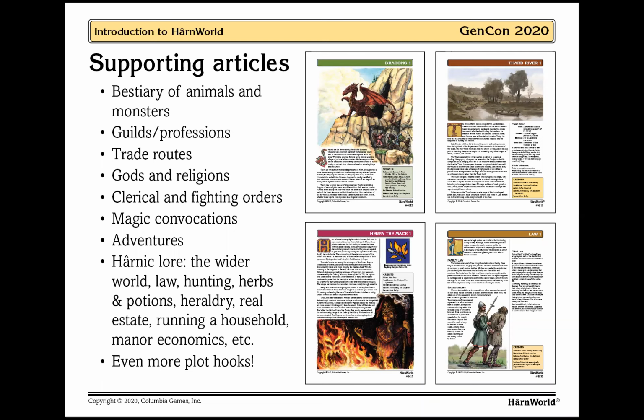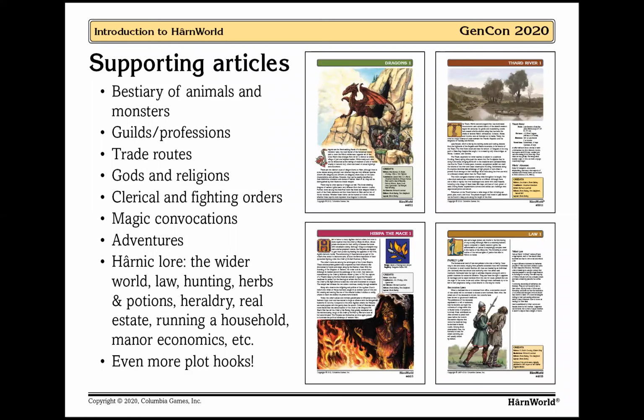So outside of the settlements, outside of geography, there are a ton of different articles to illustrate various aspects of the world setting. So there's bestiary articles. There are articles about trade routes, wilderness areas, the various organizations like the religious orders and fighting orders, and also cultural things like law and hunting and heraldry, real estate, how to run a household, manor economics. There's a lot of stuff. So if you are interested in a topic, there's a really good chance that there's an article about it.